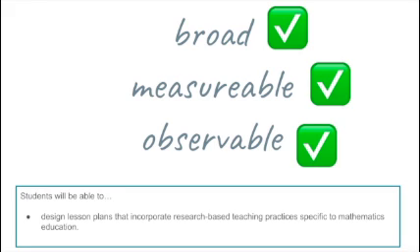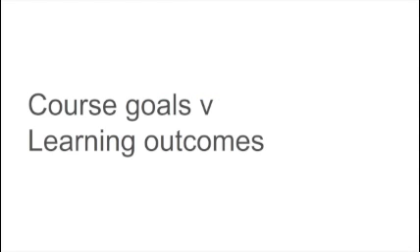There's no magic number of course goals, but there should not be too many, or you might not have written them broad enough. Now that I have an idea of course goals, I can move on to writing my learning outcomes. What's the difference between the two? Course goals are broad and are what they sound like, goals for the course. Learning outcomes are the rungs of the ladder, so to speak, that help you get there. Learning outcomes are the goals for a lesson or a series of lessons.